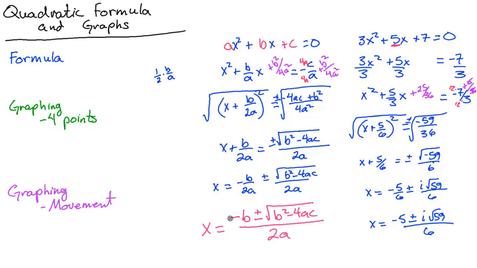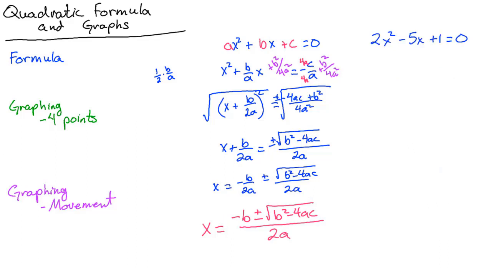Okay, now getting back to it, let's do a couple more and see how they would work. So here's how you would do one with the formula: 2x squared minus 5x plus 1. Here's your a, here's your b, here's your c. So your answer would be x equals negative b. So that's a positive 5, because b is a negative 5 right now. X equals negative b plus or minus square root b squared minus 4 times a times c all over 2a.